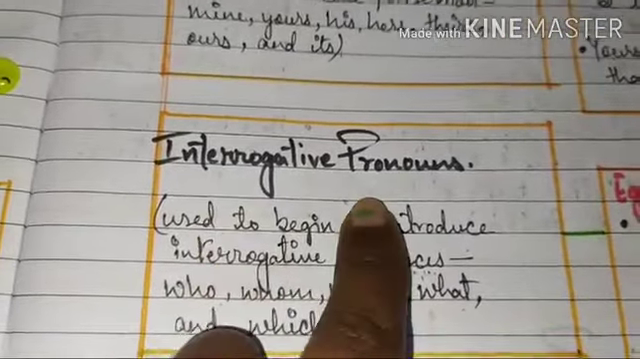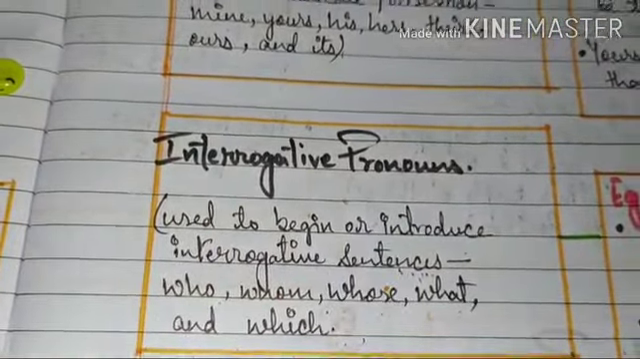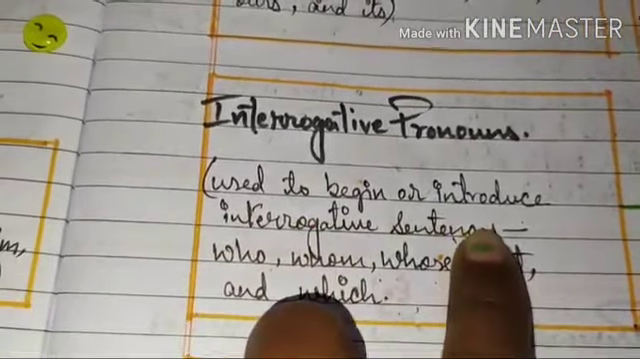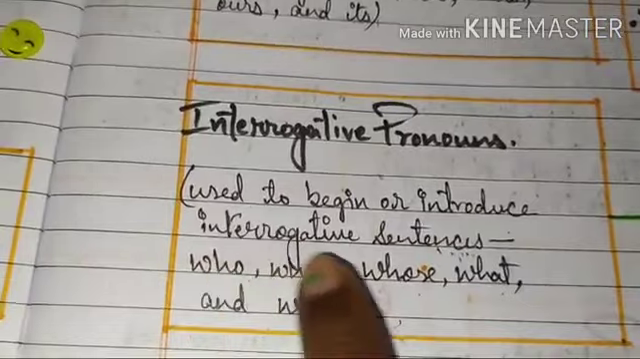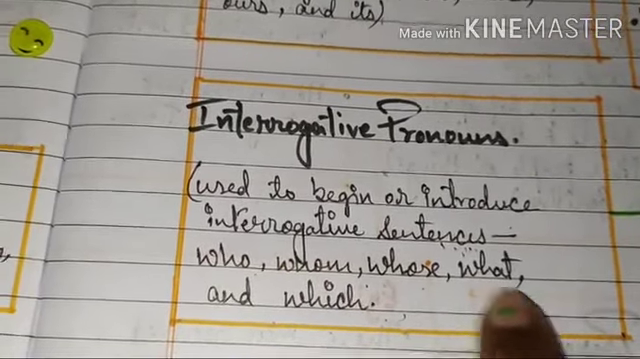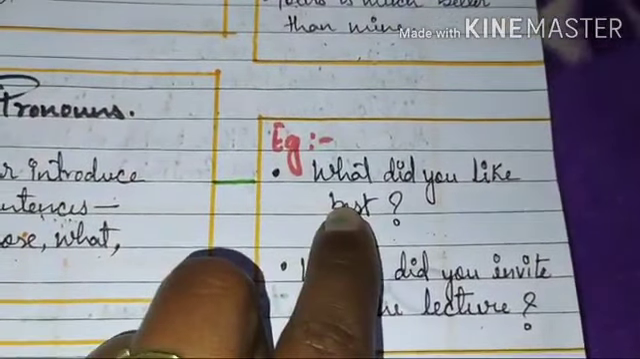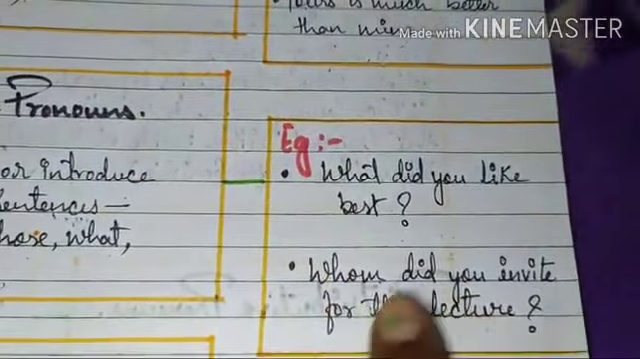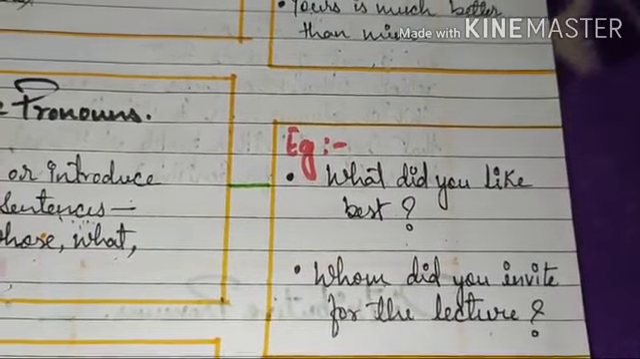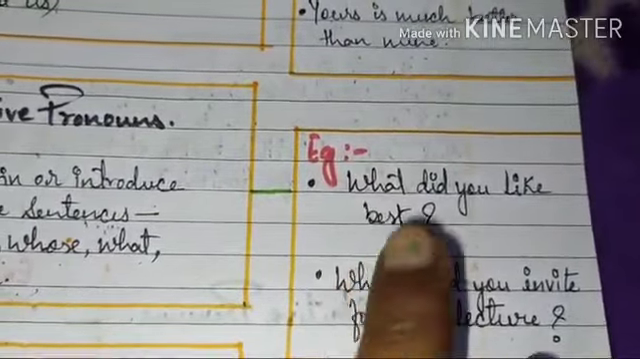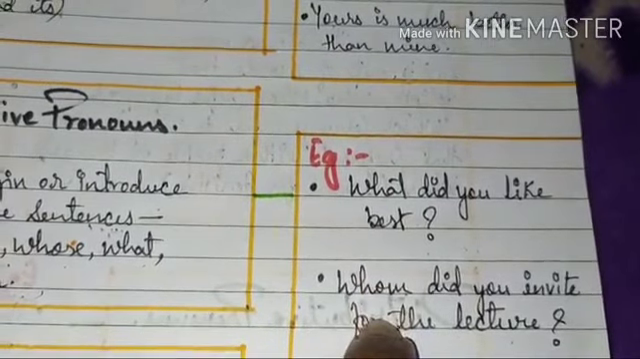Next we have interrogative pronouns. Interrogative pronouns are used to begin or introduce interrogative sentences, like who, whom, whose, what and which. Example, what did you like best? Whom did you invite for the lecture? What, whom, these are interrogative pronouns.